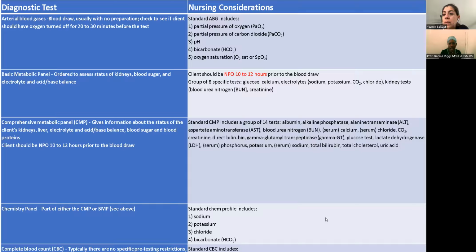Okay, if they're on any type of O2, it's turned off for a little while if they can sustain that, but there's no special NPO or staying away from certain food or medication, not for that.